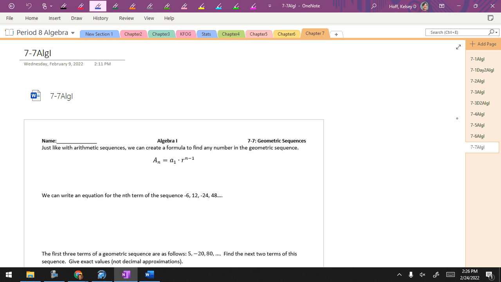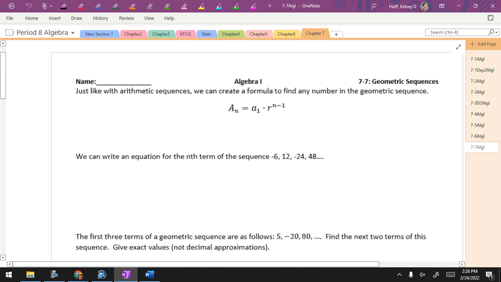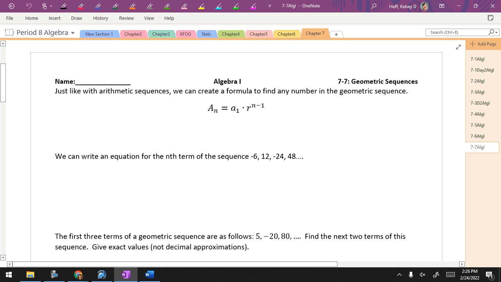Exponential growth, exponential decay, and then compound interest. Also, you have to know the exponential function formula, y equals a times b to the power of x. And today I'm going to add geometric sequences. We did arithmetic back in chapter 4, I think it was.